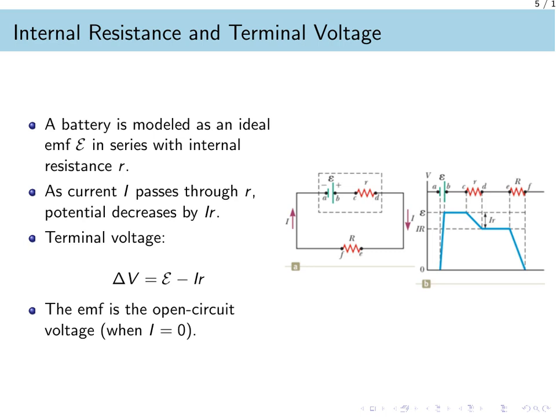This relationship is captured in the circuit diagram shown here, where the dashed line represents the physical boundary of the battery. As a current, I, flows through the battery, there is a potential drop across the internal resistance equal to the product of the current and that resistance. Consequently, the terminal voltage, delta V, is calculated as the EMF minus this internal drop, or epsilon minus I times r. If the circuit is open and the current is zero, the terminal voltage simply equals the EMF.